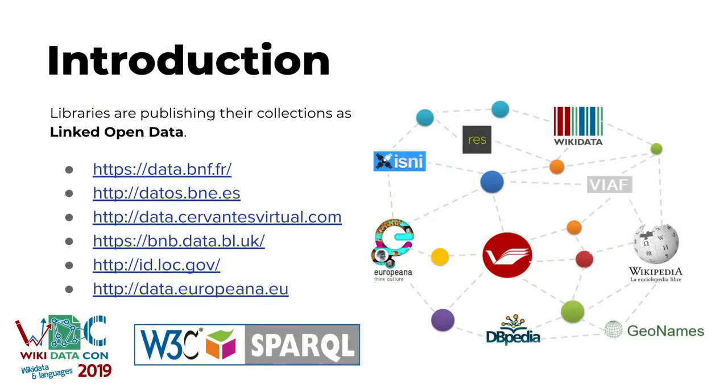As you may know, many organizations are publishing their data as linked open data. For example, the National Library of France, the National Library of Spain, which is Cervantes Virtual, the British National Bibliography, the Library of Congress, or Europeana. All of them provide a SPARQL endpoint, which is useful in order to retrieve the data. And if I'm not wrong, the Library of Congress only provides the data as a dump that you can use.